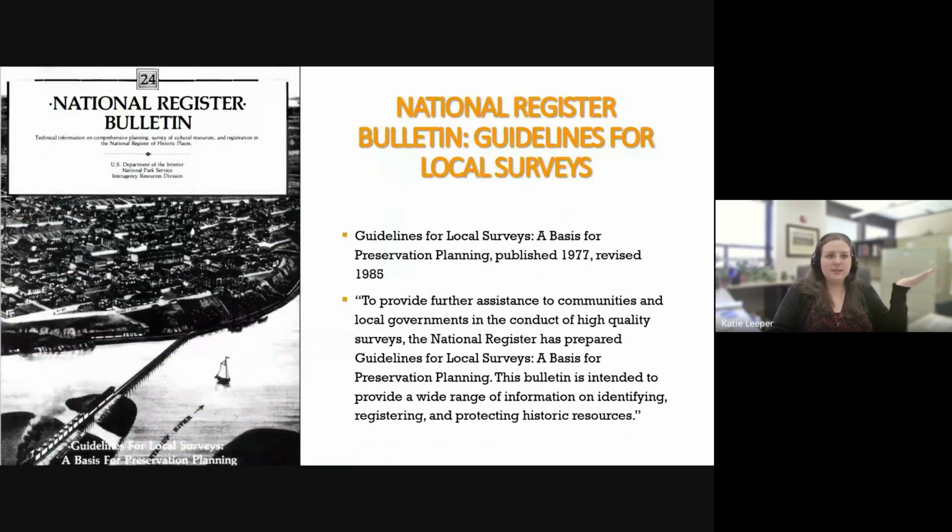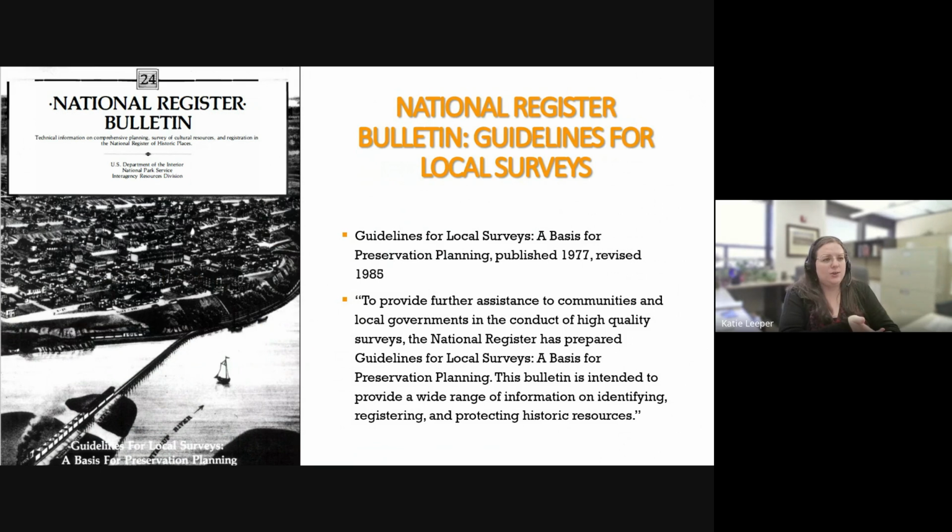And here it is. It says Survey 24, the National Register Bulletin Guidelines for Local Surveys. Apparently, they stopped using the numbering system at some point, so we'll just be referring to it as Guidelines for Local Surveys. It was originally published in 1977 and revised in 1985. There were a lot of updates to the National Historic Preservation Act in 1980 that it needed to address in the newer edition.